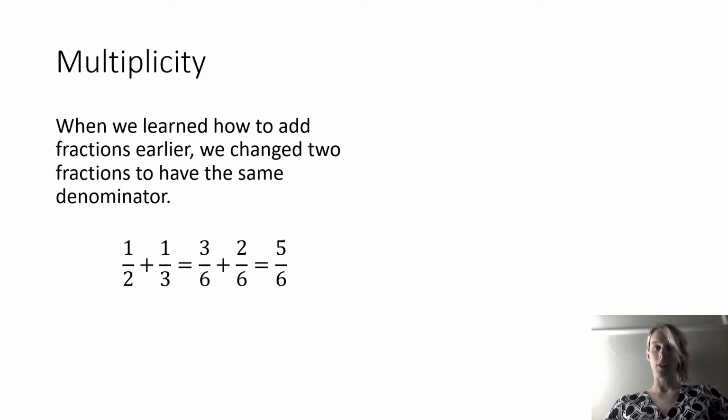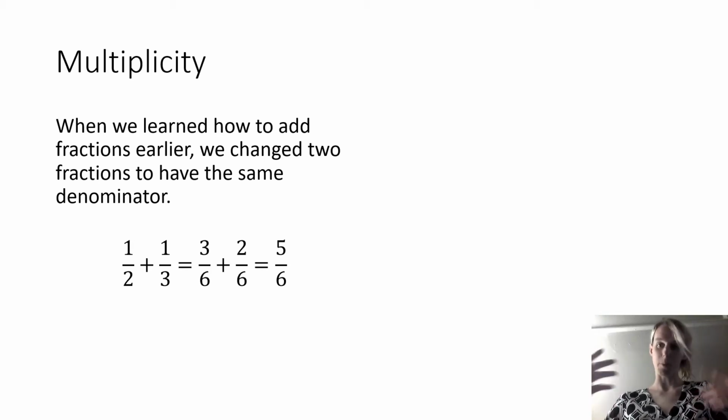Two fractions can be written differently and represent the exact same number. 1/2 and 2/4 are the exact same number. They're two different ways of writing the exact same number. And changing fractions to have different denominators was important for understanding a lot of things. We remember it was important for understanding how fraction addition works.